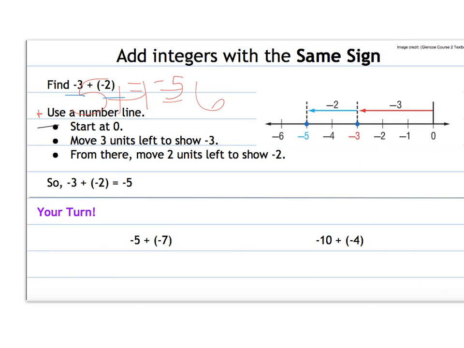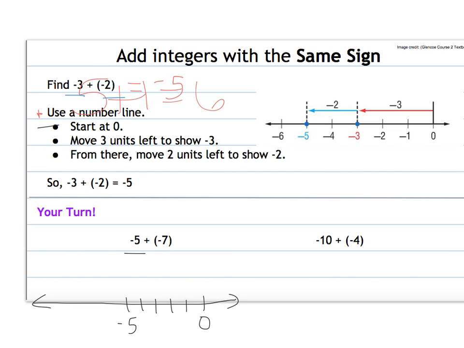So try these next two. You can use a number line. So if I make a number line, I'm going to start at 0. And then my first number is negative 5. So I'm going 5 to the left since it's negative. 1, 2, 3, 4, 5.